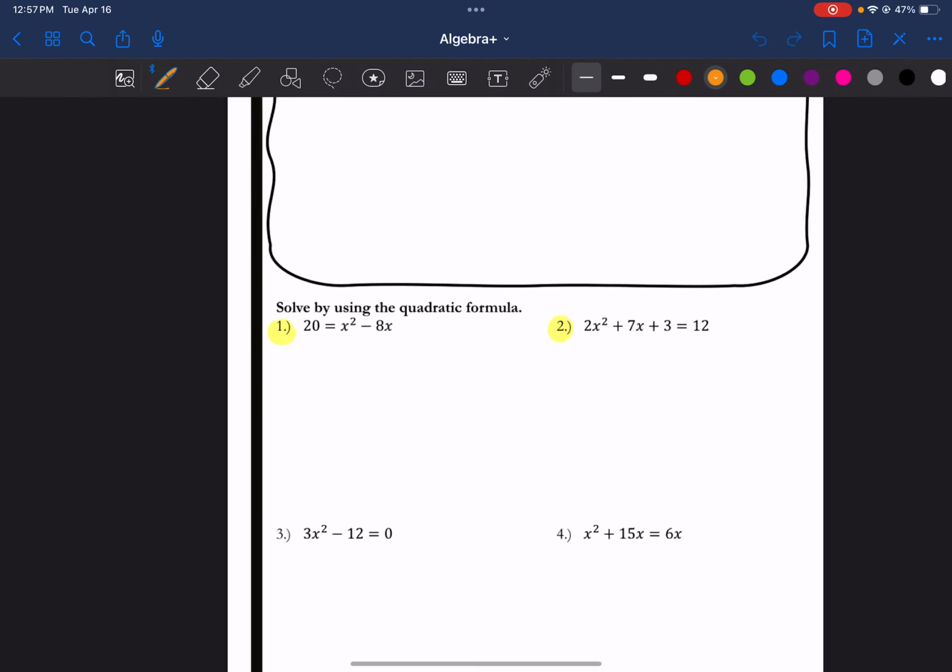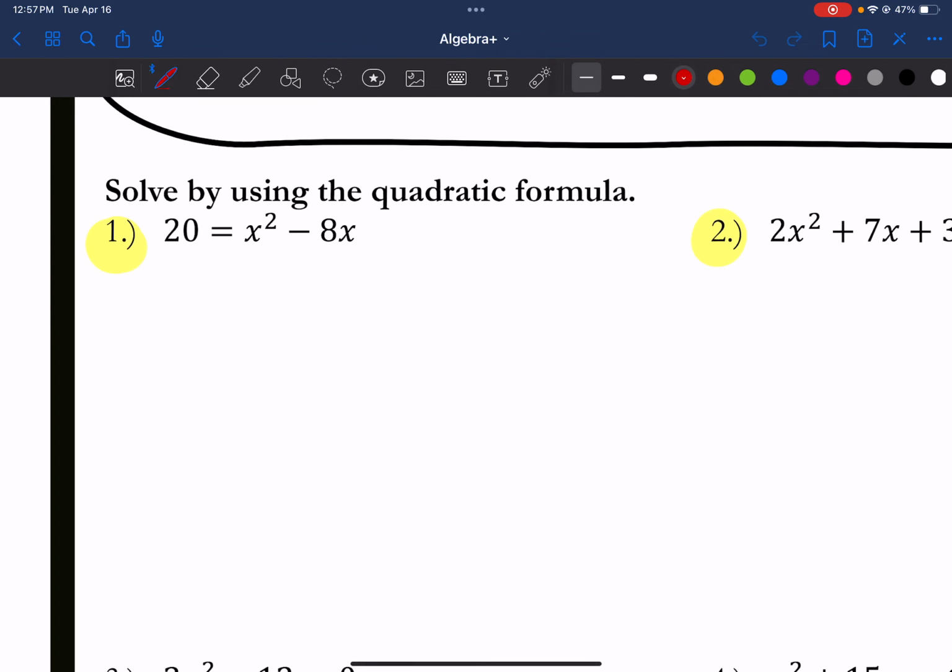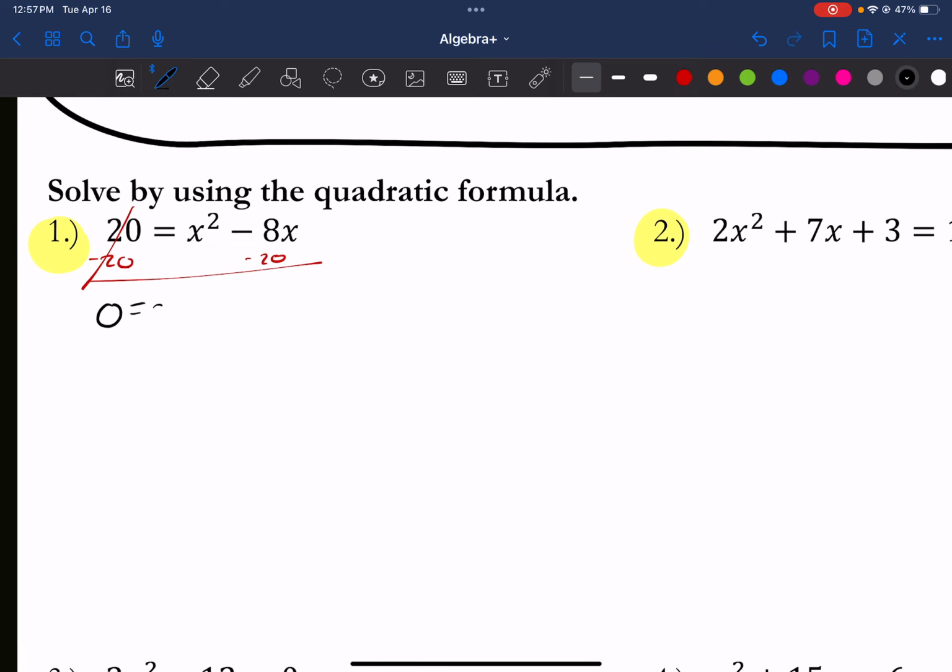Let's apply this to number 1. If I subtract 20, I'll have put this in standard form, so that now I have 0 equals x squared minus 8x minus 20. Here's my a, which is 1. Here is my b, which is negative 8. And here's my c, which is negative 20.